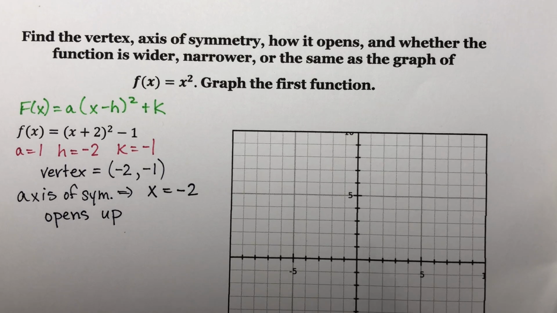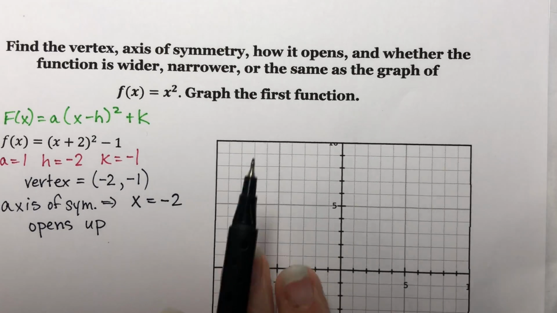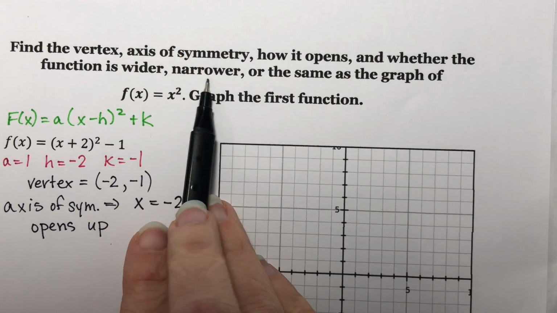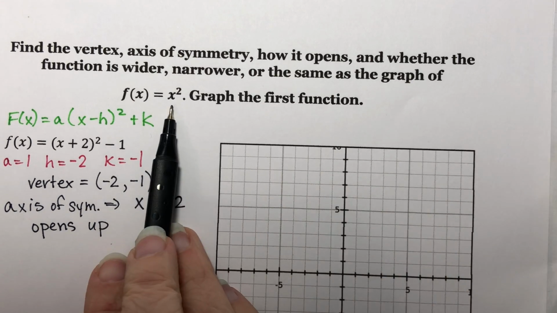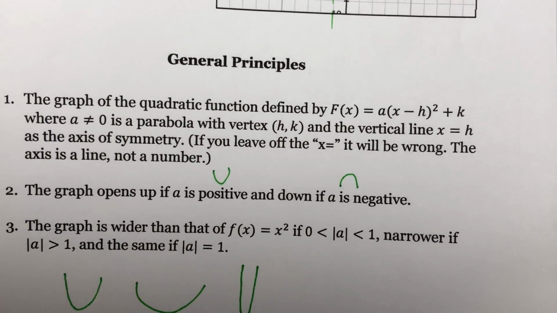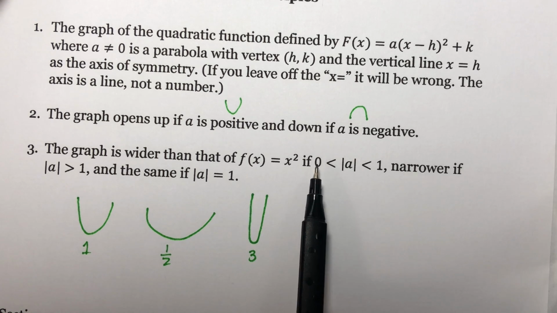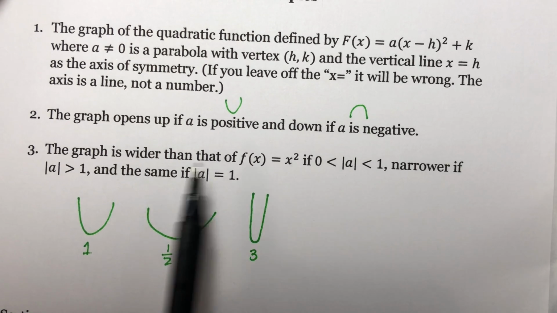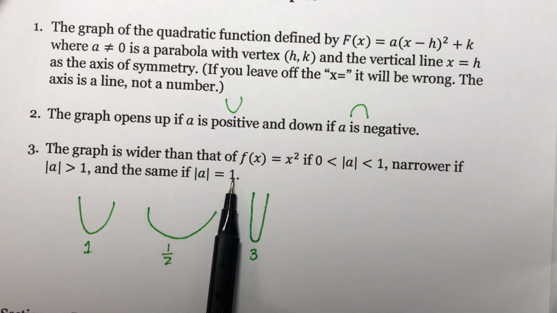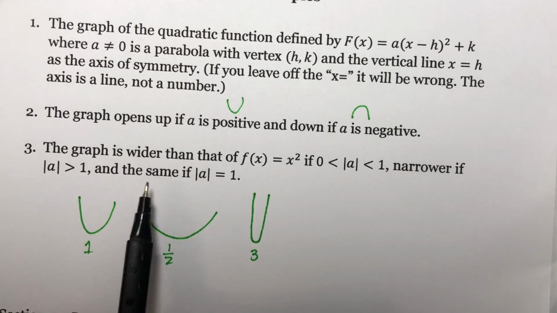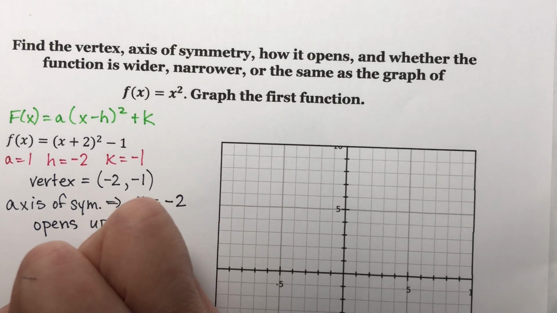Okay? And the last thing we're asked to find before graphing is whether the function is wider, narrower, or the same as the graph of f of x equals x squared. All right, so our a value is 1, so it is not between 0 and 1. It's not larger than 1. It is exactly equal to 1. So it's going to be exactly the same shape.